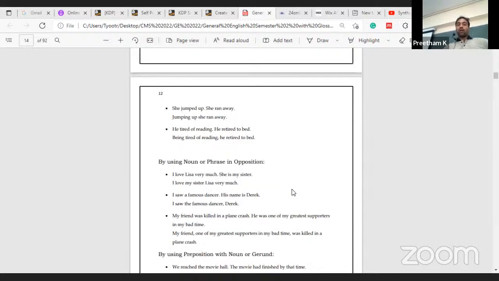Then by using noun or a phrase in opposition. Opposition means what? Where two different words are adjacent to one another, where one word is describing the previous word. For example, Bengaluru, the capital of Karnataka. So Bengaluru is the noun, the capital of Karnataka is in opposition to Bengaluru. It is describing what Bengaluru is. So by doing that also, we can combine two simple sentences into one simple sentence.